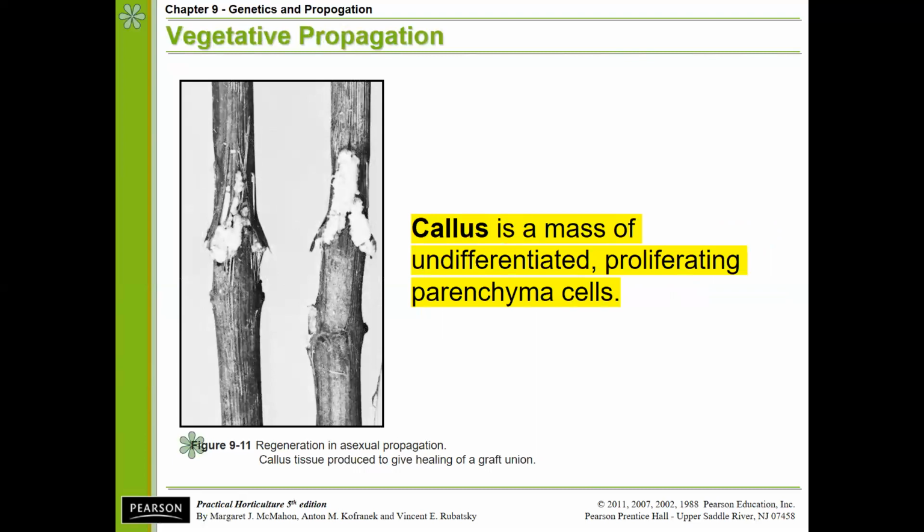Generally, in many species, not all, but in many cases, we need a callus, which is basically just undifferentiated parenchyma cells in order for roots to be able to develop.